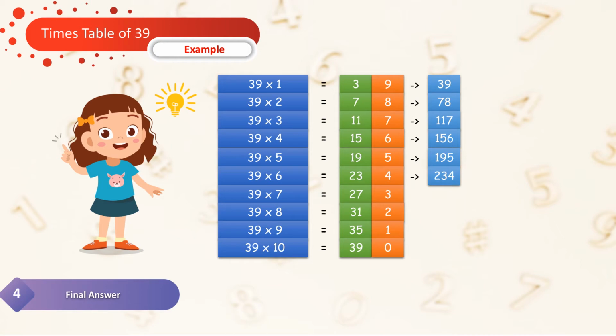39 times 6 is 234. 39 times 7 is 273. 39 times 8 is 312. 39 times 9 is 351. Finally, 39 times 10 gives you 390. So that completes the entire times table of 39.